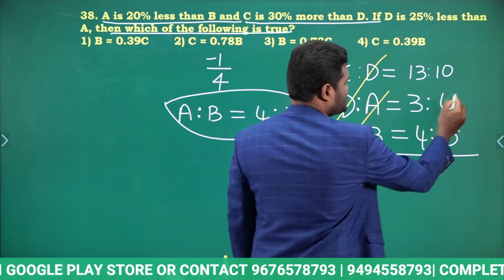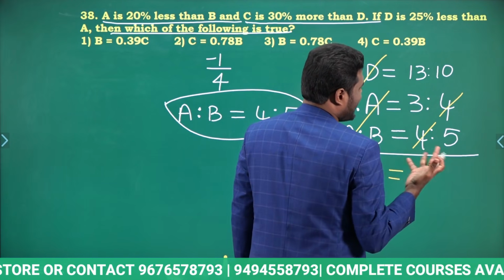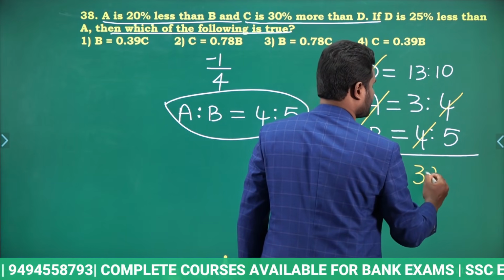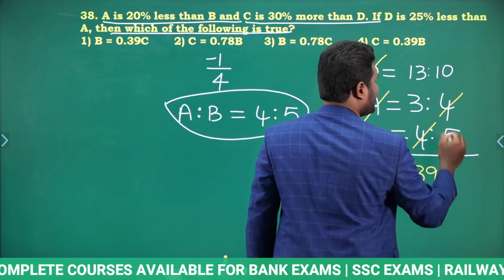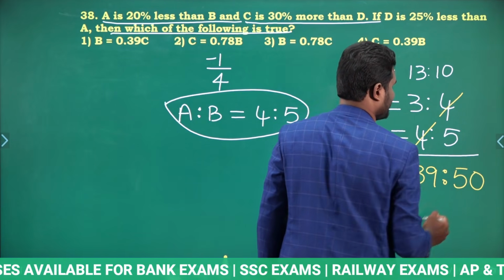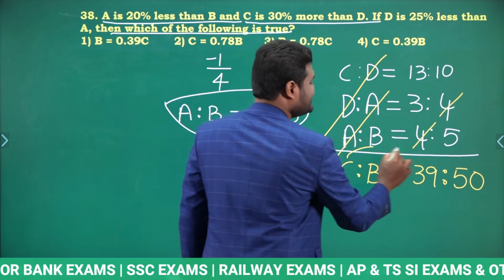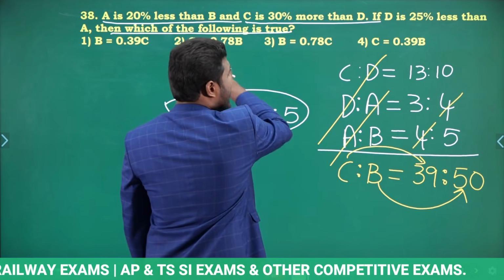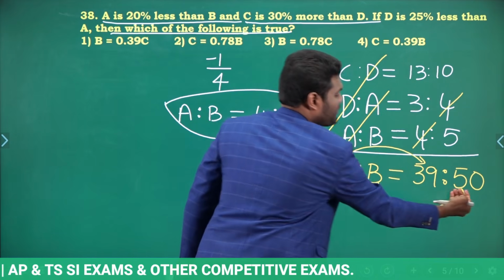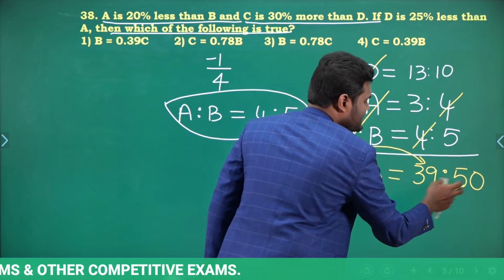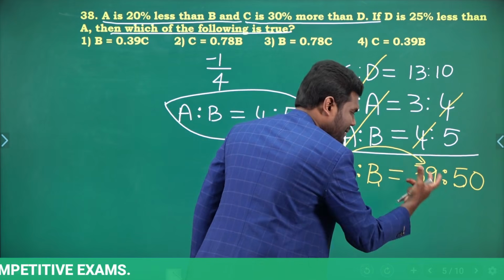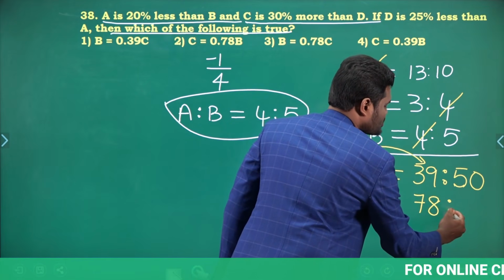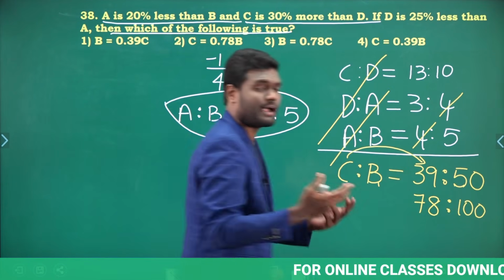Okay, if you calculate the ratio, 4 and 4 get cancelled. Any more cancellations? No more cancellation. 13 3 times is going to be 39. Similarly, 10 into 5 is nothing but 50. Now if you look here, C is 39 and B is 50. Now I need to know which of the following is correct. So what we will do is multiply both these numbers by 2. When I multiply both these numbers by 2, it is going to be 78 and 100. Now we can compare them directly.